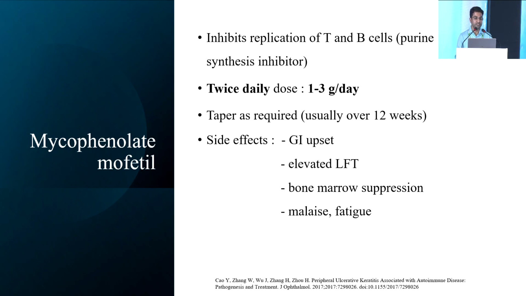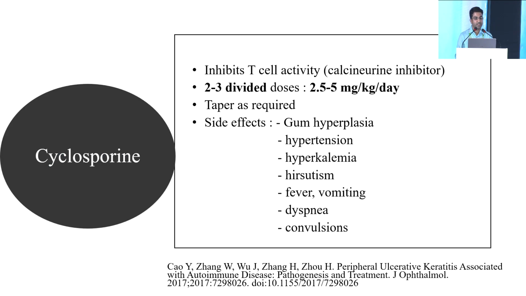Next is mycophenolate, which has fewer side effects. It is an inhibitor of T as well as B cells. It is started at a dose of 1 to 3 gram per day, and tapered, as I said, over a 12 week period. The major side effects are elevated LFT, GI upset, as well as bone marrow suppression. Next is cyclosporin. It inhibits T cell activity, which is a calcineurin inhibitor. Two to 3 divided doses can be given at 2.5 to 5 milligram per kilogram per day, and tapered as required. Most common side effects are gum hyperplasia, hirsutism, and hyperkalemia.